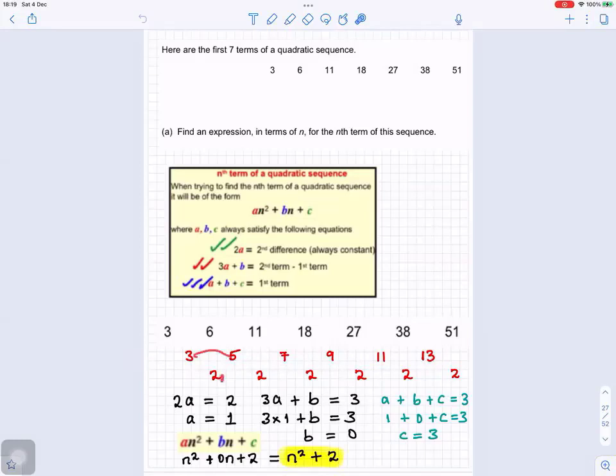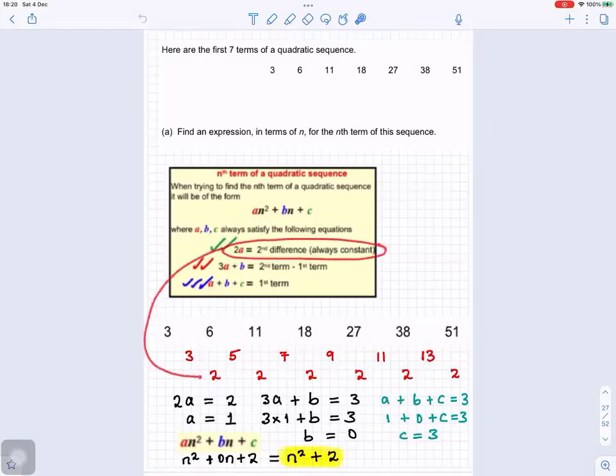5 minus 3, 2. 7 minus 5, 2. 9 minus 7, 2. 11 minus 9, 2. 13 minus 11, 2. It's 2, 2, 2, 2, 2. The second difference is 2. So we write this formula. The second difference is a constant, always a constant.